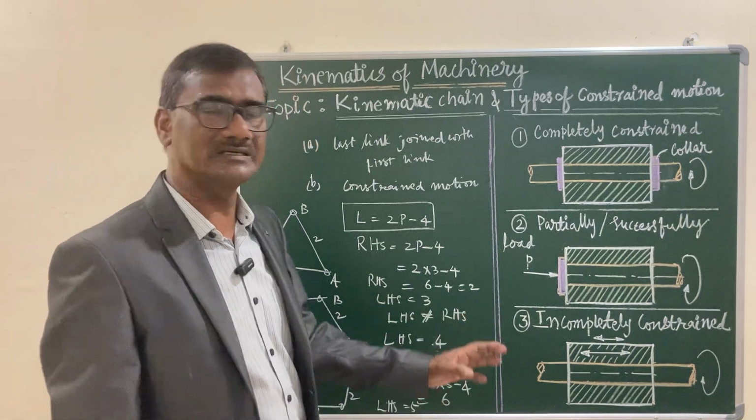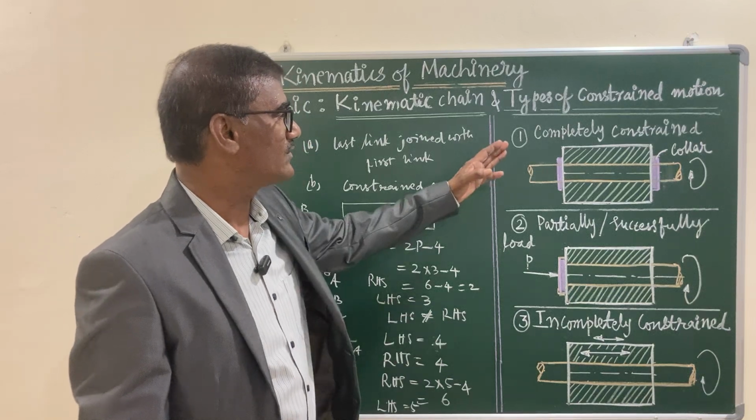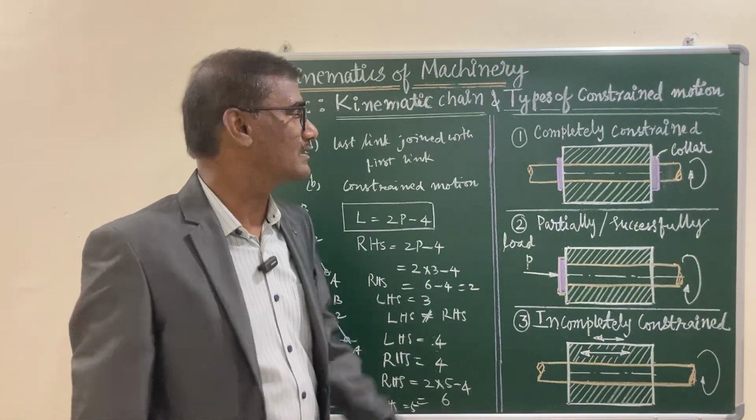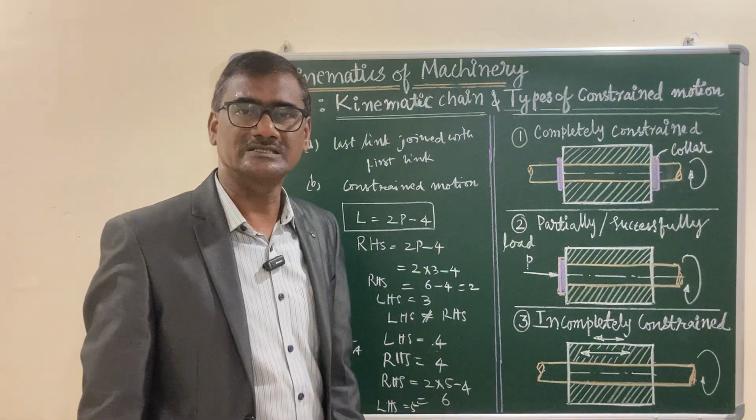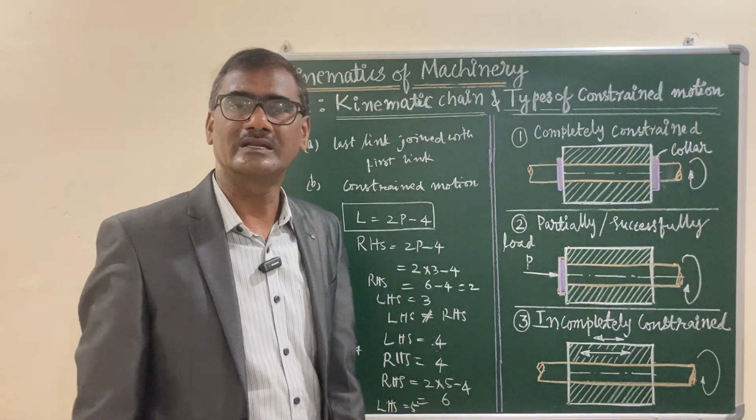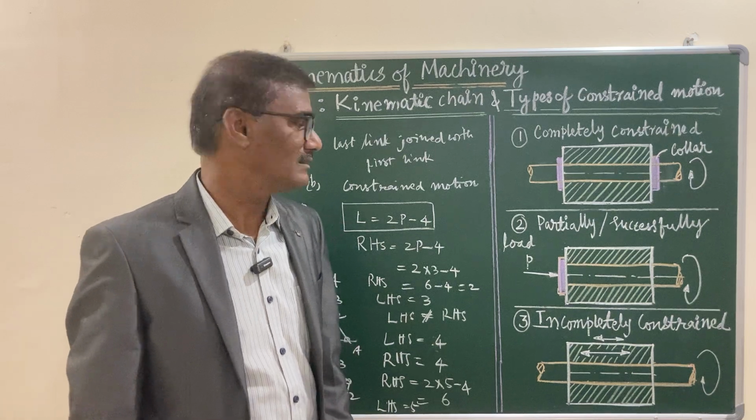So as far as machine design is concerned, the first two conditions are essential. Either it may be completely constrained or it may be partially or successfully constrained in order to fulfill the requirement of the machine design subject.